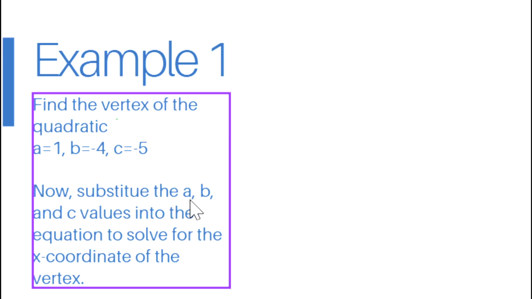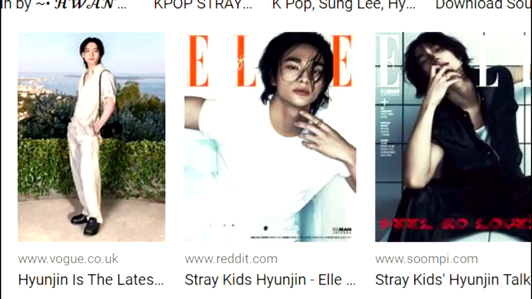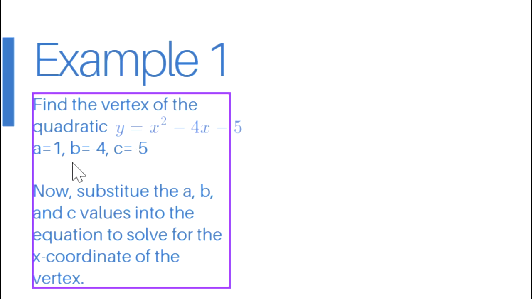Now we're going to substitute the a, b, and c values into the equation to solve for the x-coordinate of the vertex. Look, our equation is gone again. You're going to get lots of eye candy today if it's going to continue to be like this. So we have our formula, we have the a, b, and c.